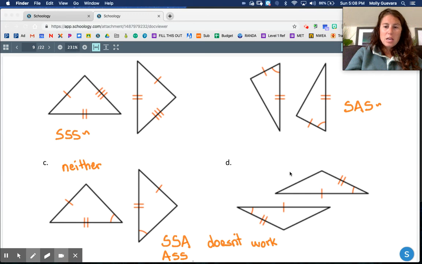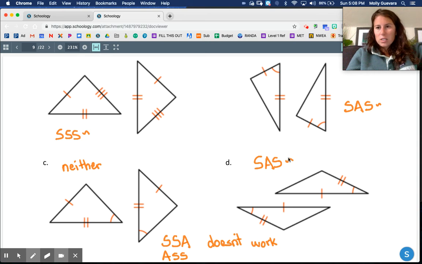And then over here, I have 2 sides and the angle between them, and then 2 sides and the angle between them. So D should be side, angle, side. Okay, so hopefully we feel good about being able to recognize whether or not something is congruent by side, side, side, or side, angle, side.